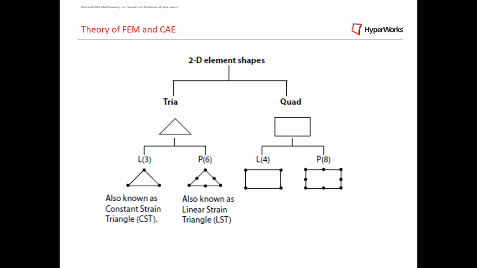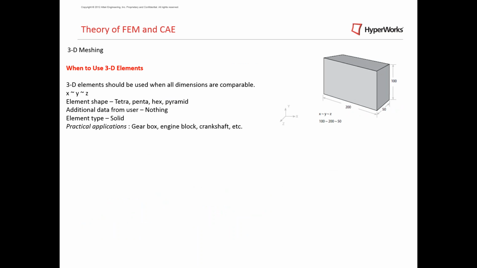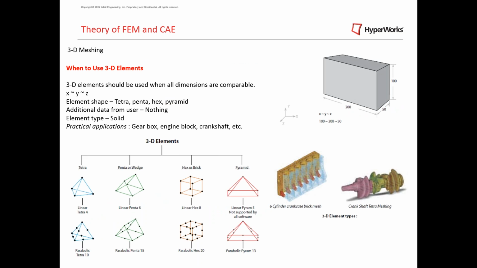2D element shapes: tria. We have a first order tria with 3 nodes, second order tria with 6 nodes, then a quad element, first order that is linear quad, and 8 noded quad element that is parabolic quad. Then 3D elements. When to use 3D elements?